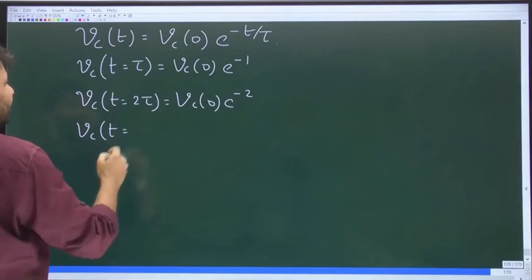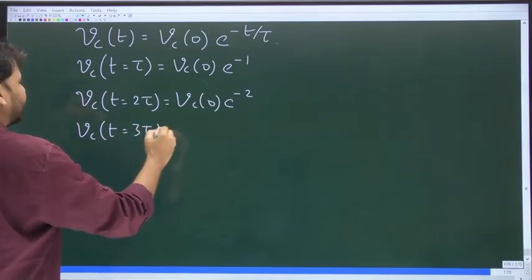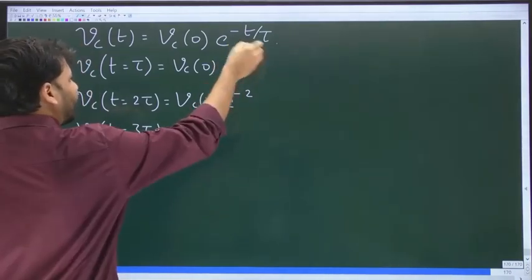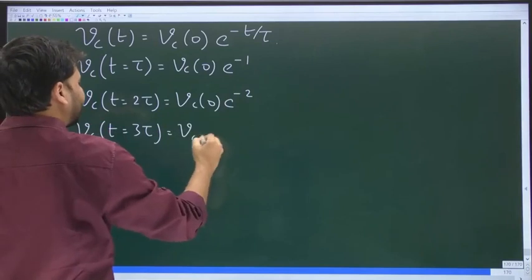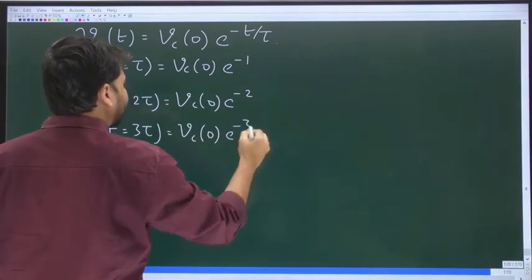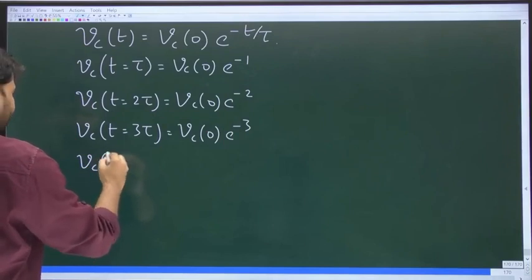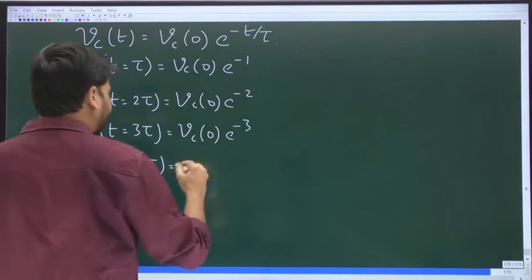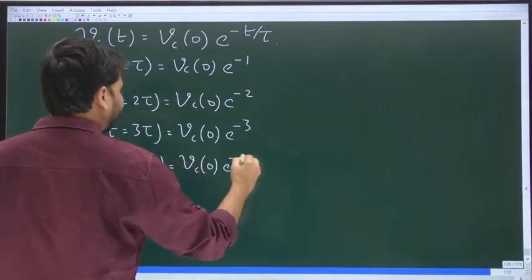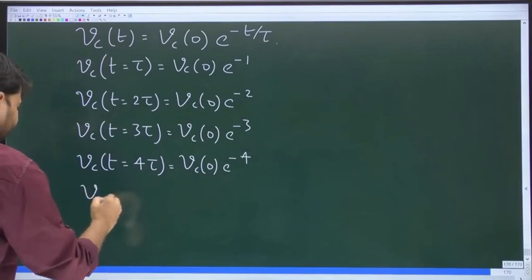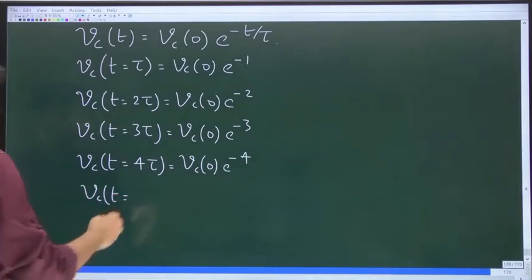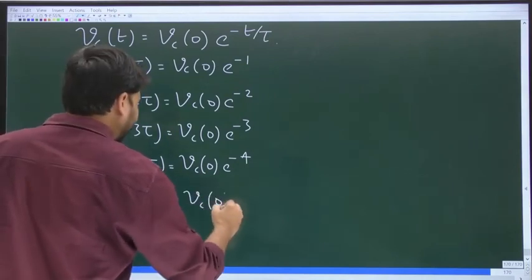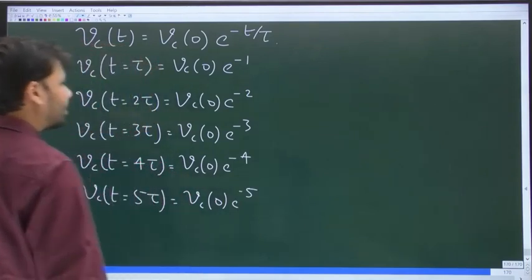And then what is the value of the voltage across the cap after 3 time constants? Again, in place of small t, you substitute 3 tau. 3 tau by tau is 3. So will it not be Vc of 0 into e power minus 3? What is the value of Vc after 4 time constants? Will it not be Vc of 0 into e power minus 4? And what is the value of the voltage across the cap after 5 time constants? It will be Vc of 0 into e power minus 5.